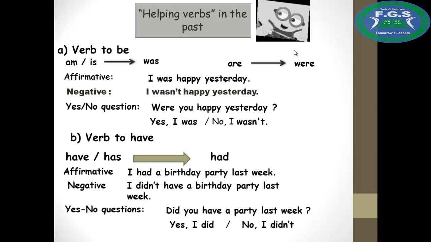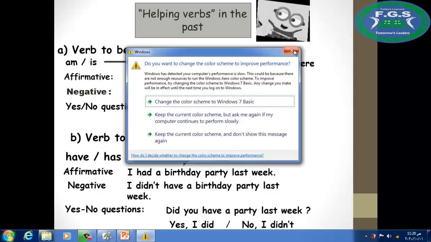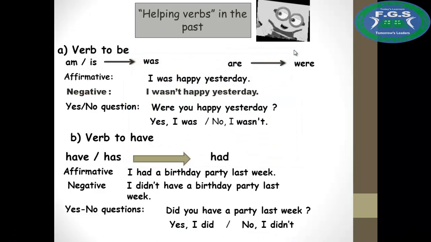So, in affirmative, we'll say, I was happy yesterday. In negative, I wasn't happy yesterday. For yes or no question, we'll say, were you happy yesterday? When you answer, you can say, yes, I was, or no, I wasn't. That's okay?